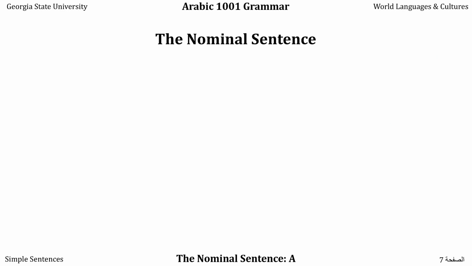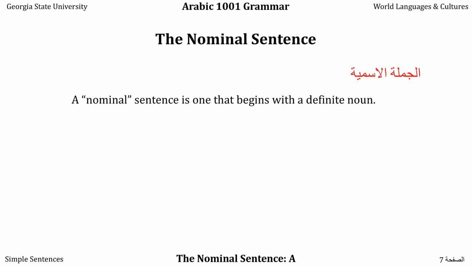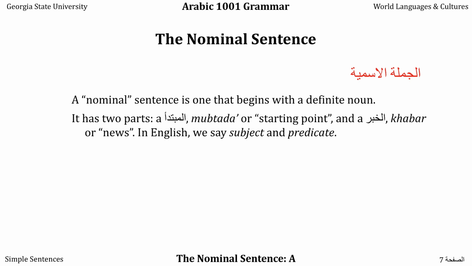In Arabic, one of the two major types of sentences is called the nominal sentence, or al-jumla al-ismiya. You'll recognize the word ism from "name." Al-jumla is the name for a sentence. So al-jumla al-ismiya, the name sentence, or the nominal sentence in English. A nominal sentence is one that begins with a definite noun. There are a bunch of exceptions to this, but let's take this definition for right now because it's the easiest one. It has two parts, a mubtada, or starting point.